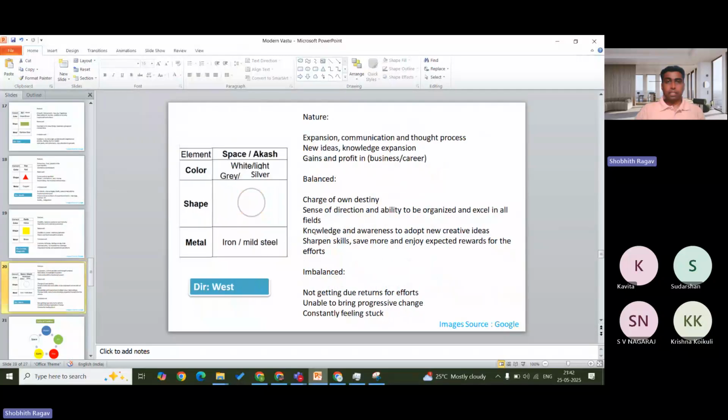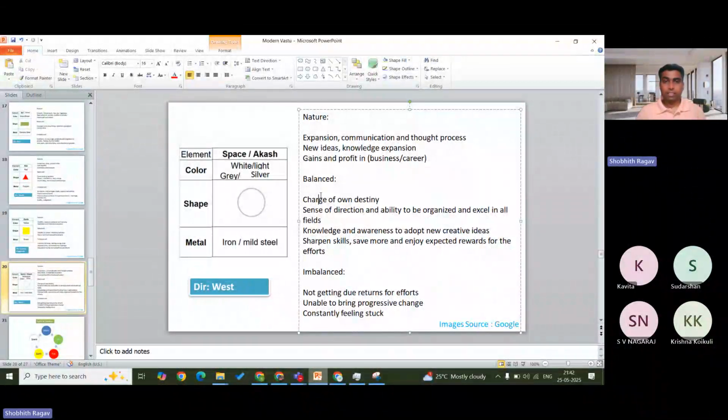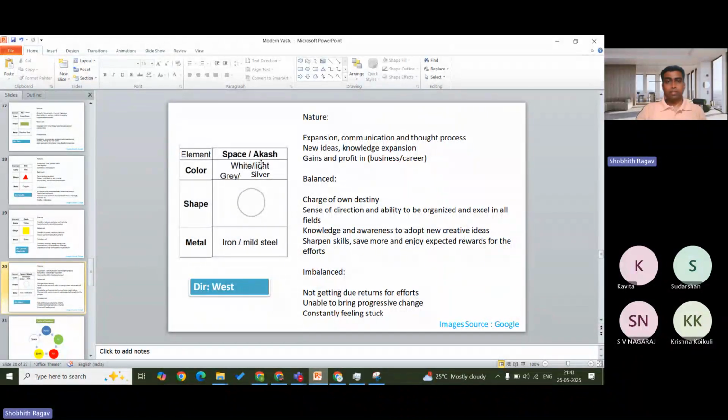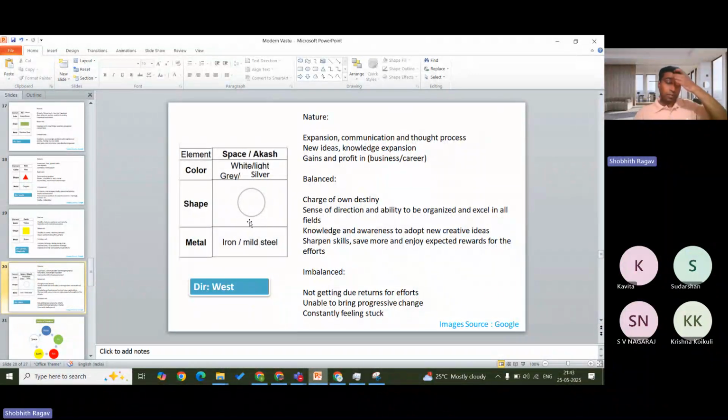Then Akash, space. They also call it metal in Chinese terminology, mainly because we discussed earlier that metals have that space configuration. Each atom has that exact space configuration. So colors, space element, generally it is white. Even light gray shades you can take as space. Even silver color also we can take as space. And the shape is generally round. So wherever you find round shapes, these are all space elements.